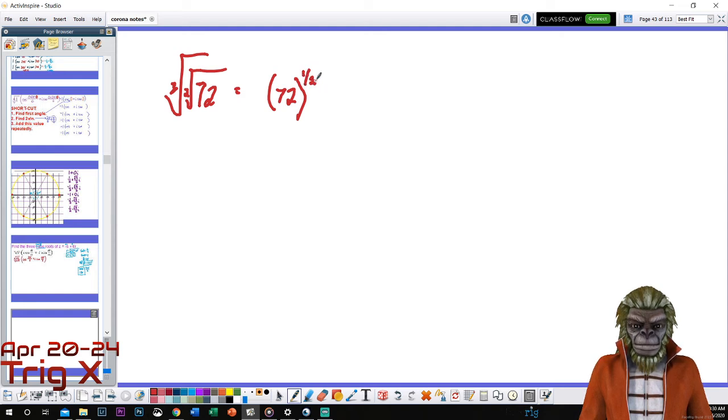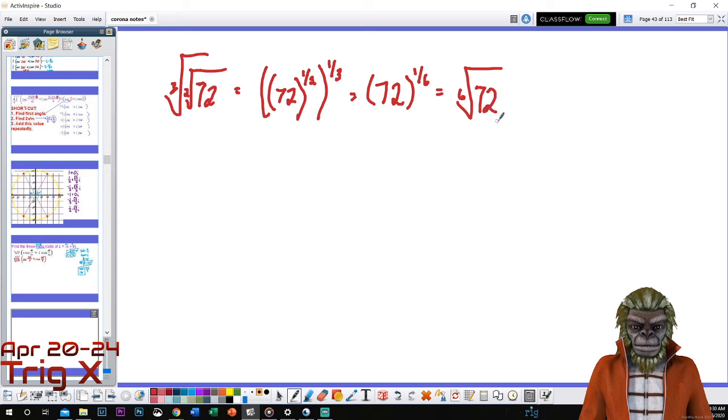Remember, the number on the bottom tells you the root. So this would be the square root of 72. Now if I had to take the cube root of that, a cube root would be 1 over 3. You know that when exponents touch each other, they're going to be multiplying each other. So with 1/2 times 1/3, that's going to give you 1/6. So putting this back into root form, this would be the same as the 6th root of 72.